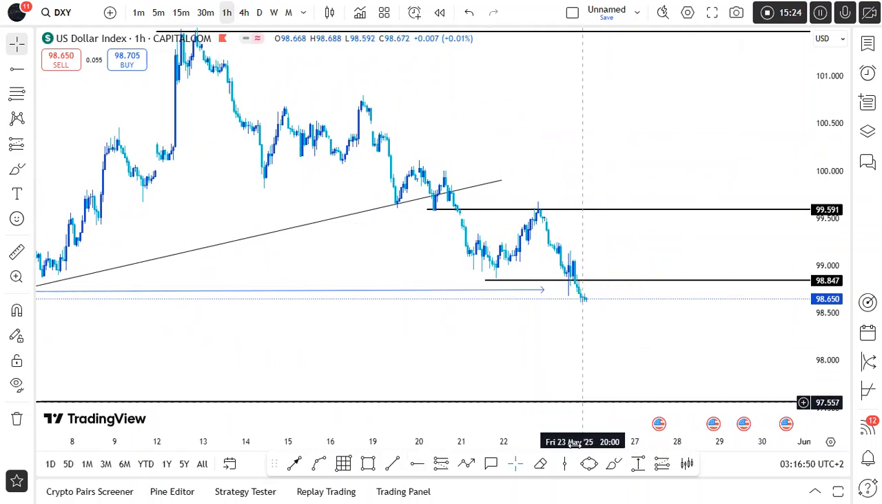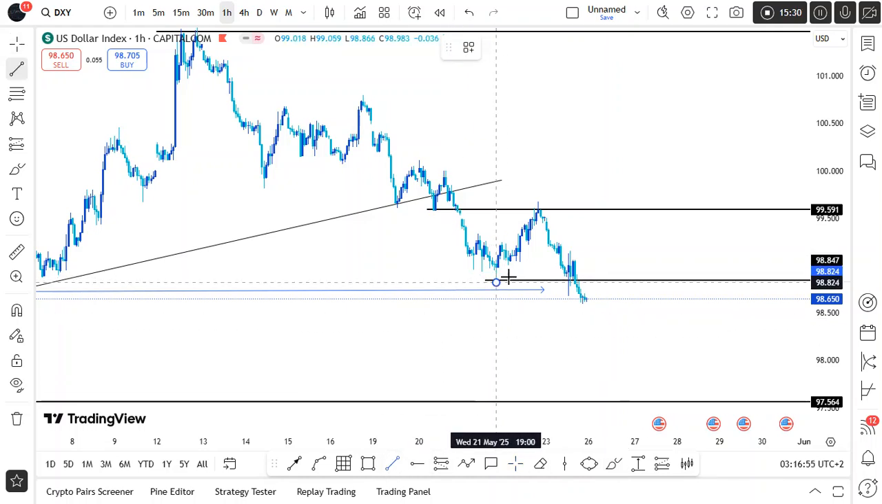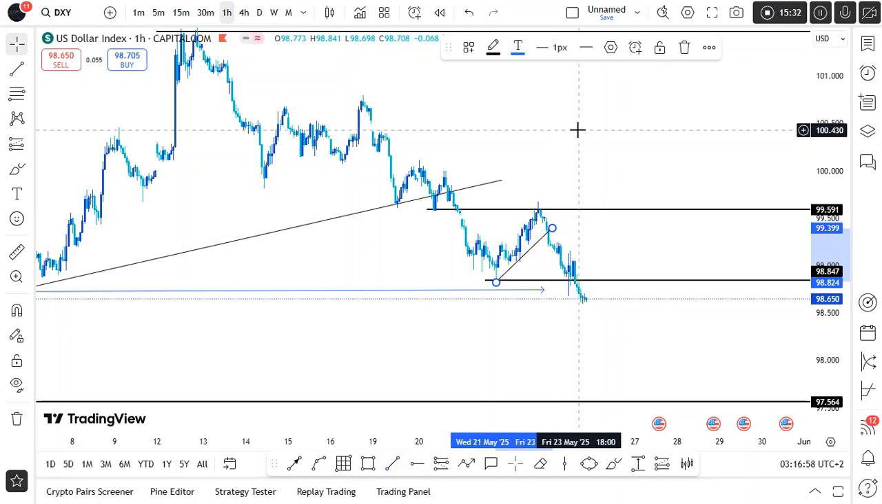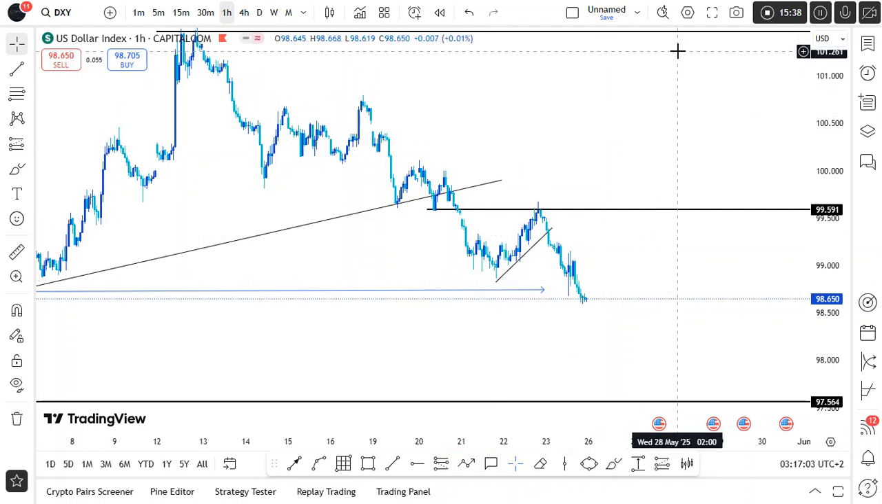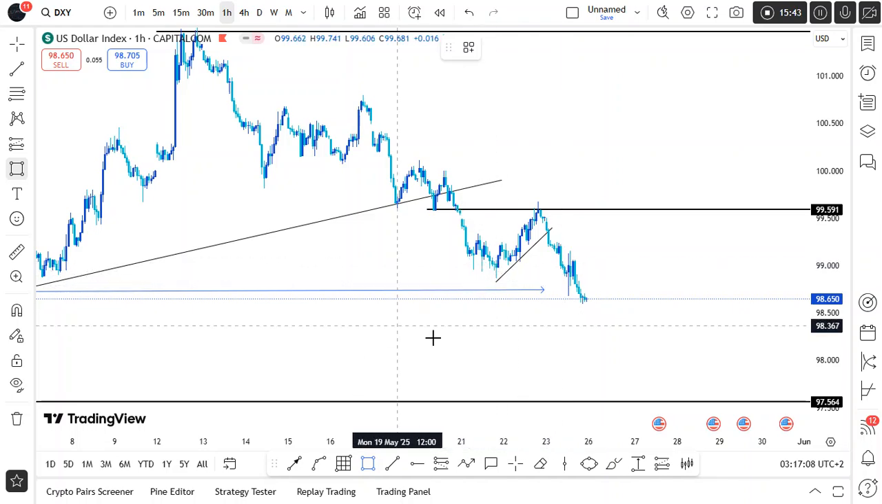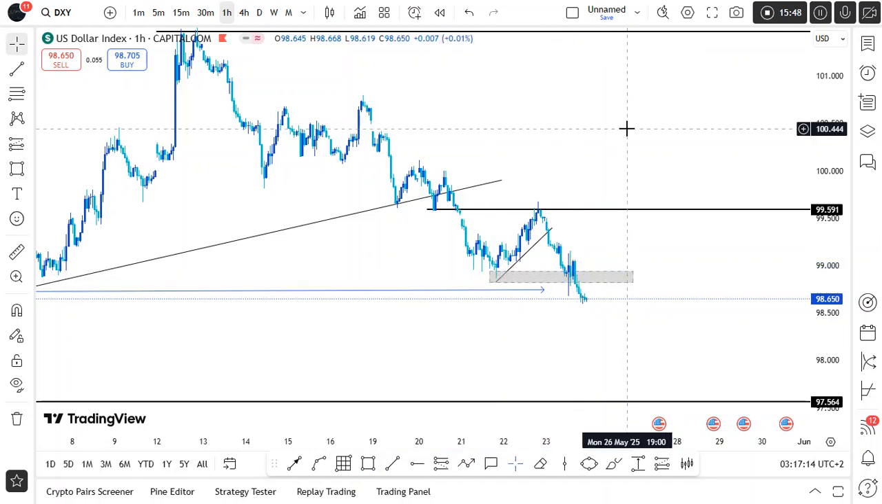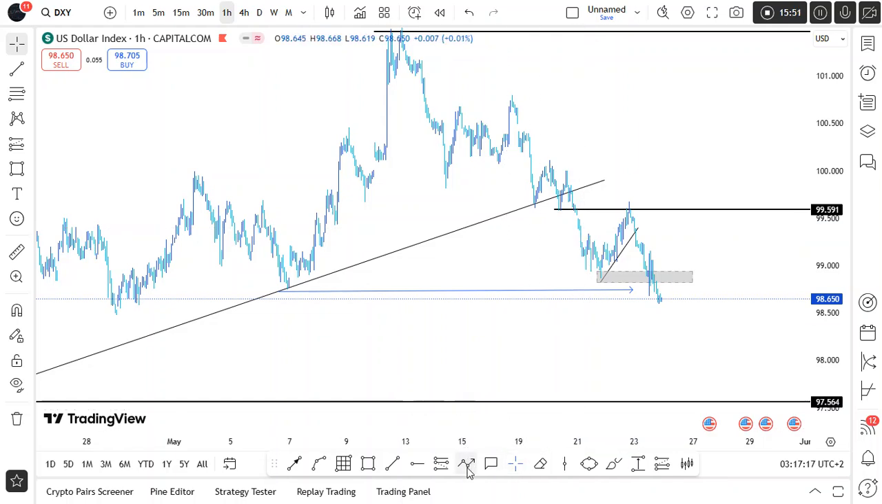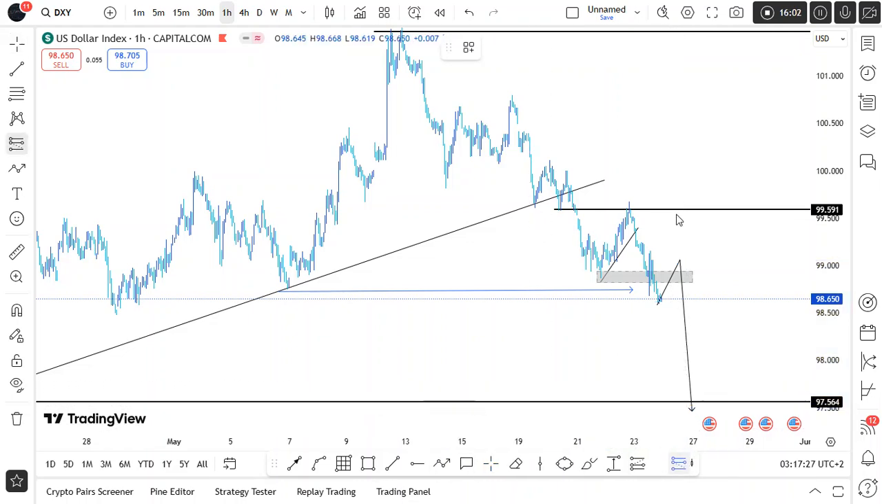Then I have to highlight again. This was a nice correction over here. Then I actually prefer highlighting this one like this because I don't want to get confused. Then we have something like this. So if price actually does what? If price can come back, retrace somewhere around these zones, then I can take my sells. I can take some pending orders here.